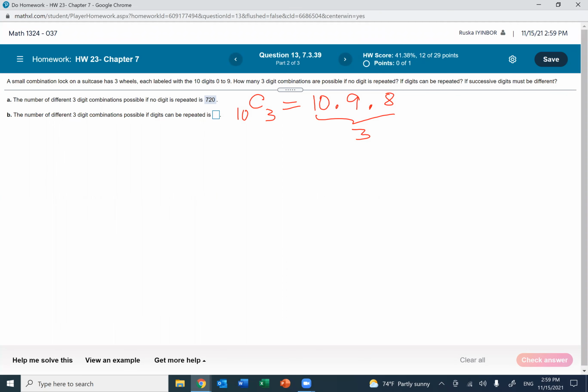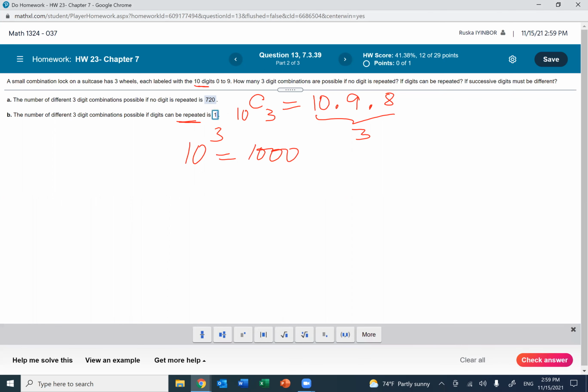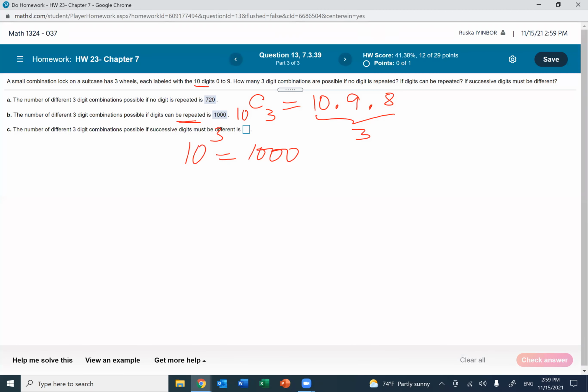The next one is the number of different 3-digit combinations possible if the digits can be repeated. So here, if the digits can be repeated, you start with all the possible digits, you pick from 10 with an exponent of how many you're going to pick. 10 cubed is going to be 1000, right? So that's what you get here, 1, 2, 3 zeros, right? Okay, that's good.